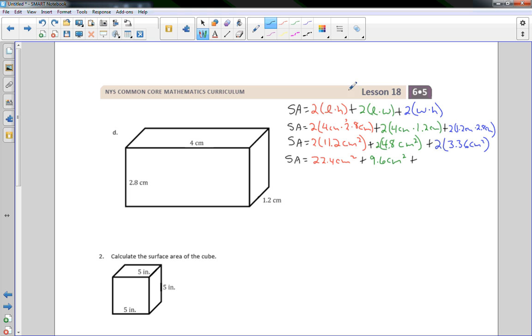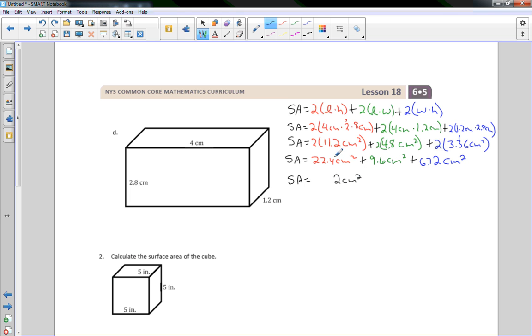Plus 2 times 336. 6 times 2 is 12, carry the 1, 3 times 2 is 6, plus that 1 is 7, and 2 times 3 is 6. Our 2 decimal places, centimeters squared. And finally, the surface area equals, do my decimal places first. This is a tenth, hundredth. So I do have a 2 in the hundredths, centimeters squared.